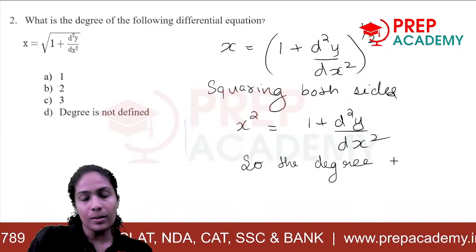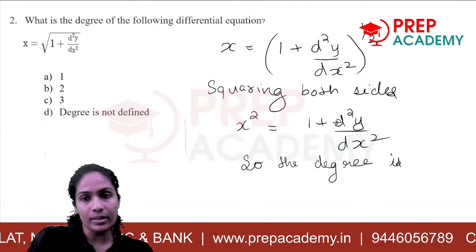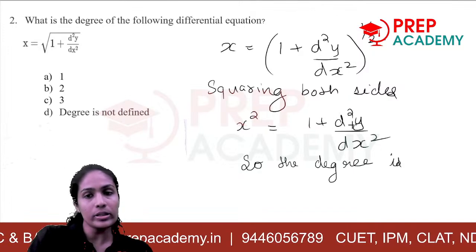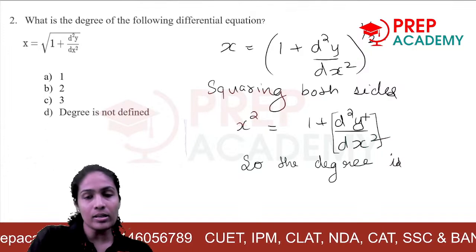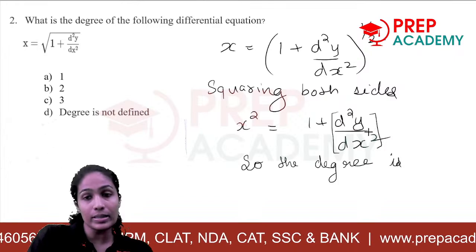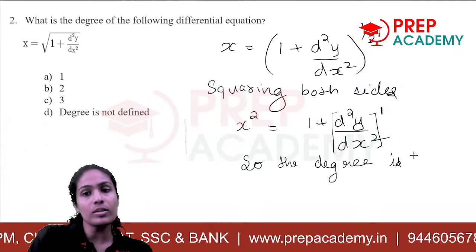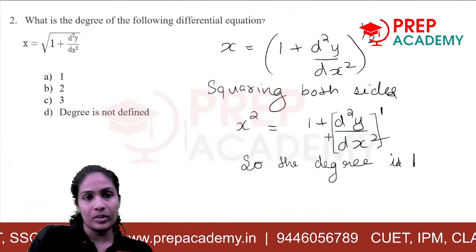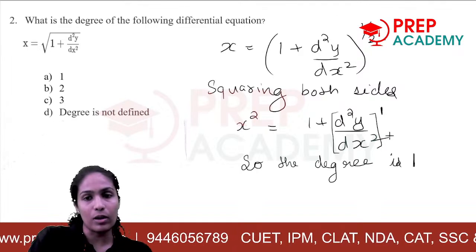The degree is defined as the power of the highest order derivative. Here the highest order derivative is second order, so the order is 2, but the question is to find the degree. So the degree is the power of the highest order derivative. The power of the highest order derivative is 1. So x square is equal to 1 plus d square y by dx square, the whole raised to 1. So the degree is 1.